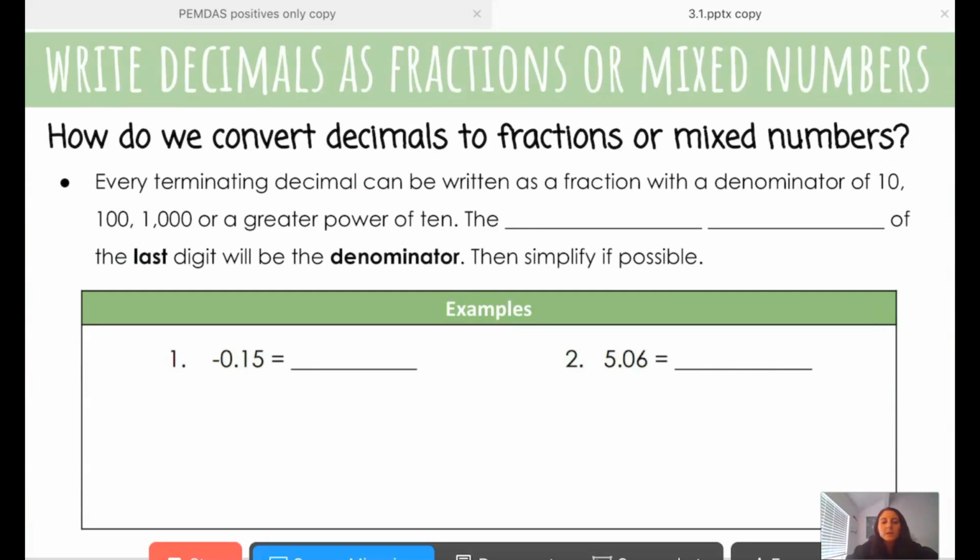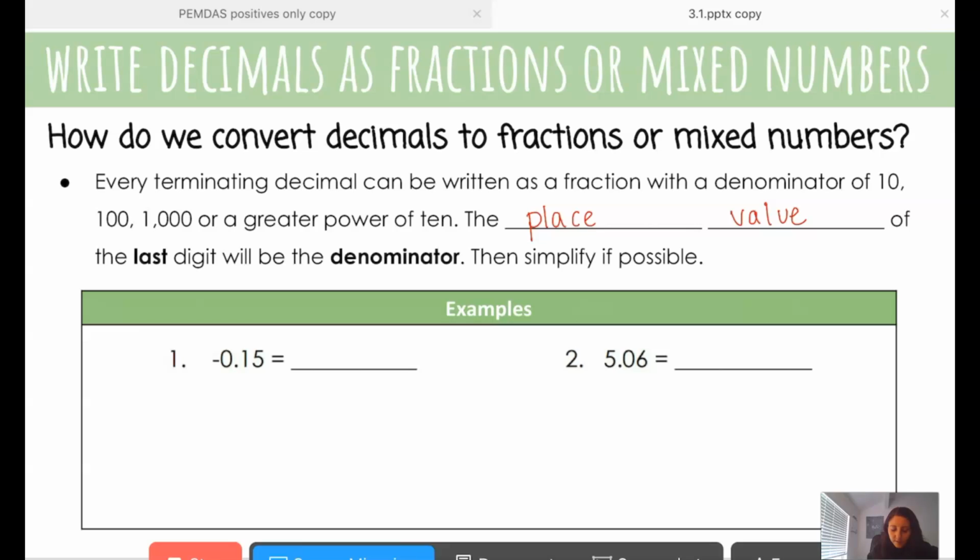All right, last thing we're going to look at is how to convert decimals to fractions or mixed numbers. So every terminating decimal can be written as a fraction with a denominator of 10, 100, 1000, or a greater power of 10. The place value of the last digit will be your denominator. So let me show you what I'm talking about.